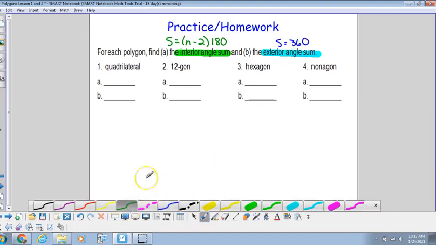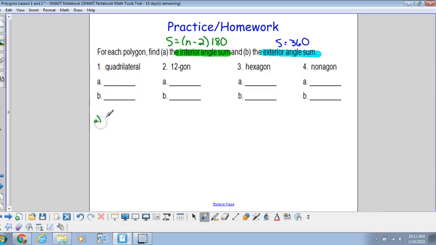Okay, so for our first problem, a quadrilateral, our sum would be 4 minus 2 times 180, because a quadrilateral has 4 sides, so n is 4. Put that into your calculator, and we end up with 360 degrees. The sum of the exterior angles is always 360 degrees, no matter how many sides. So B is going to be 360 for every one of these.